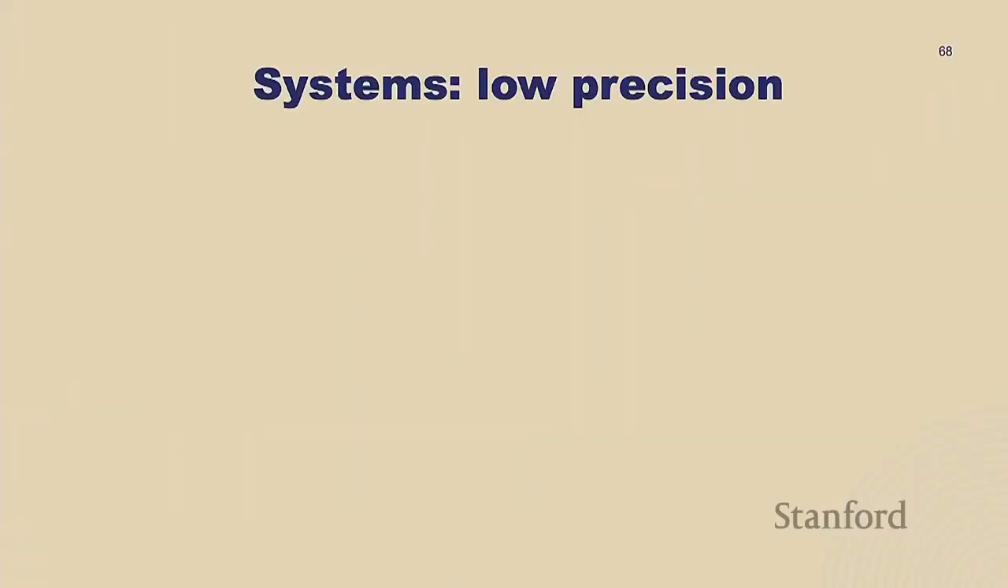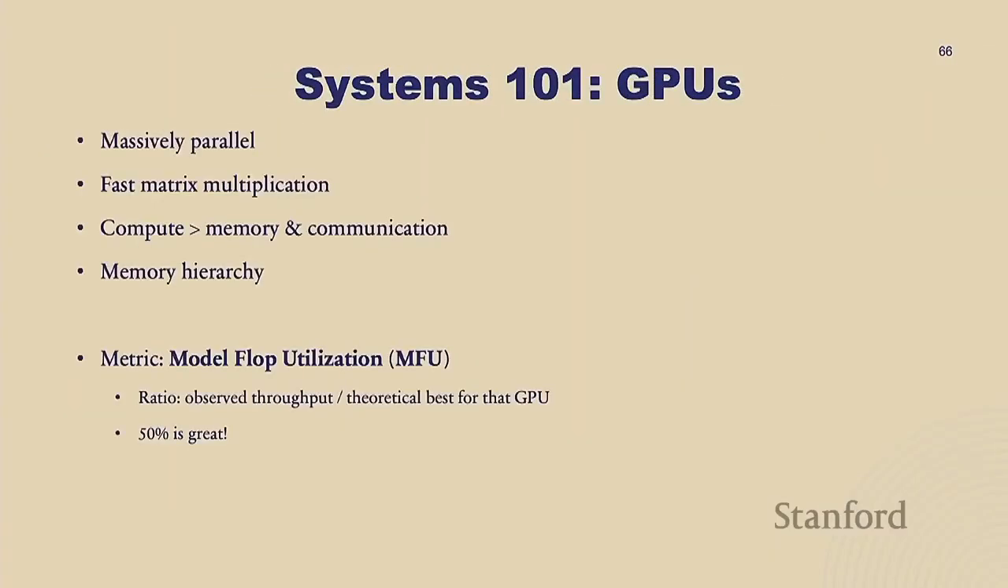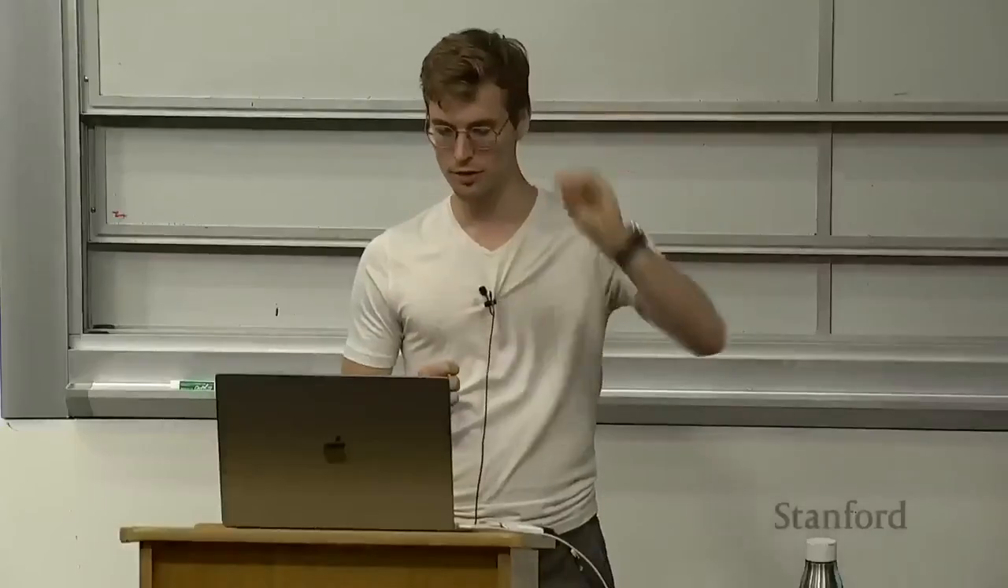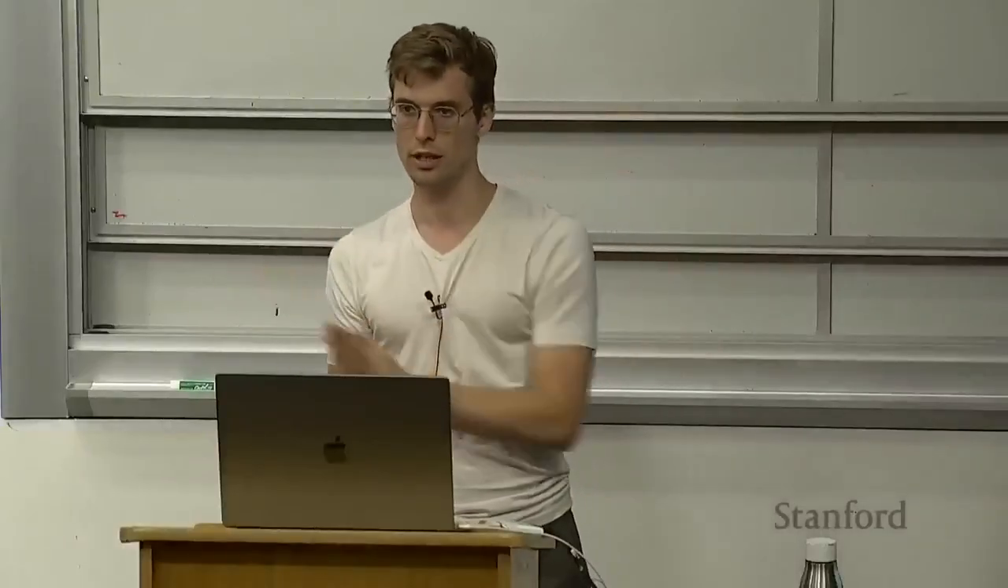Okay, I was going to skip that, but actually I'll say it. I told you about the issue of communication. The metric that people usually look at is model FLOP utilization: the observed throughput divided by the theoretical maximum number of FLOPs per second that the GPU could run at. In general, if you reach 50%, you're very happy. Facebook's Llama, I looked at it, was at about 45% or something like that.